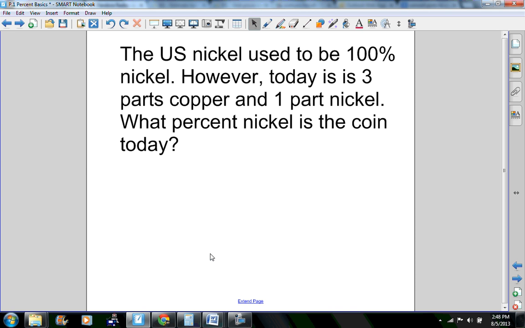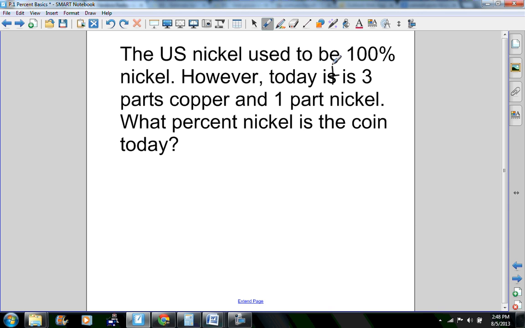Couple quick story problems. The U.S. nickel used to be 100% nickel. Now it is 3 parts copper and 1 part nickel. What percent nickel is the coin today?